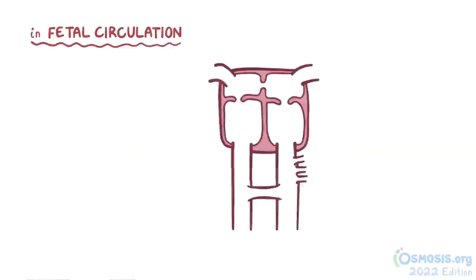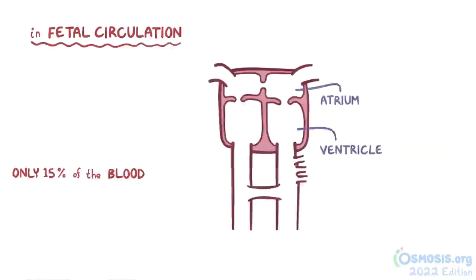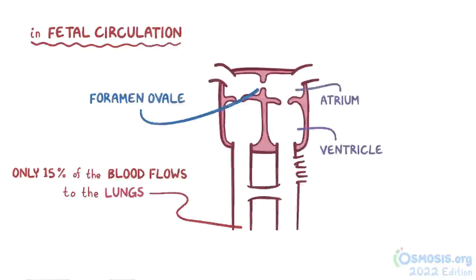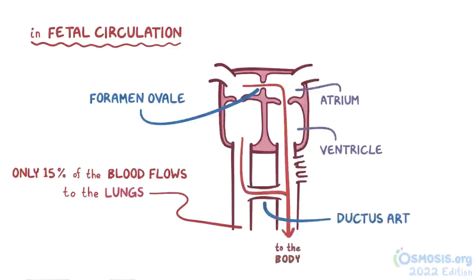In fetal circulation, only about 15% of the blood from the right ventricle actually flows to the lungs, and this lower level of blood flow is maintained by diverting the remainder of the blood to the left side of the heart so that it bypasses the lungs.